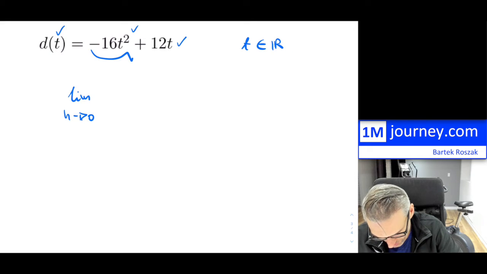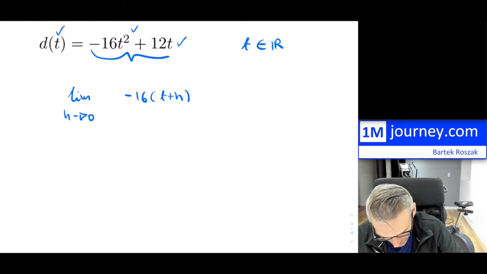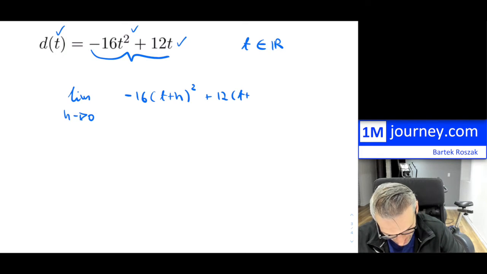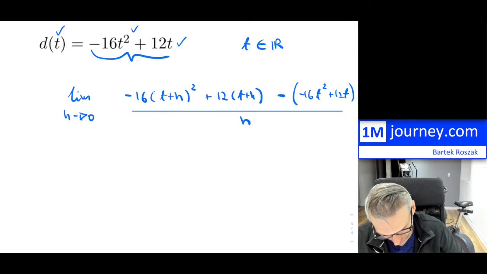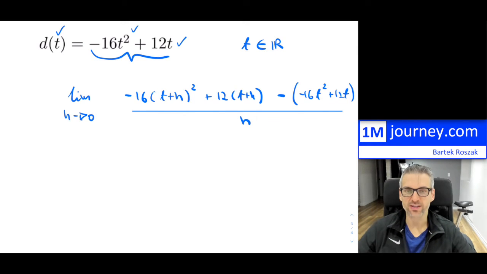So now substituting in here, based on first principles, we've got to take t plus h. So -16(t plus h) squared plus 12(t plus h). So that's this one. Minus our actual, so here, -16t squared plus 12t. And this is all over h. Now we're going to have to be massaging this out and trying to see what cancels and what doesn't cancel.